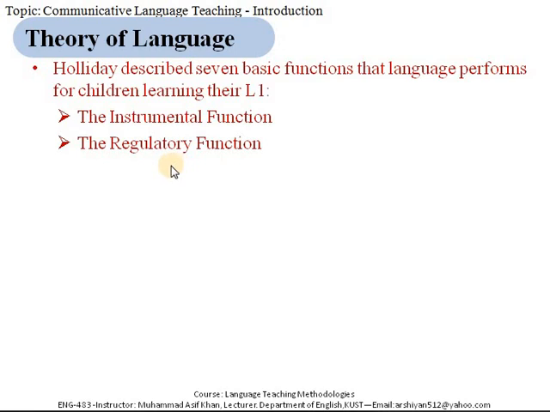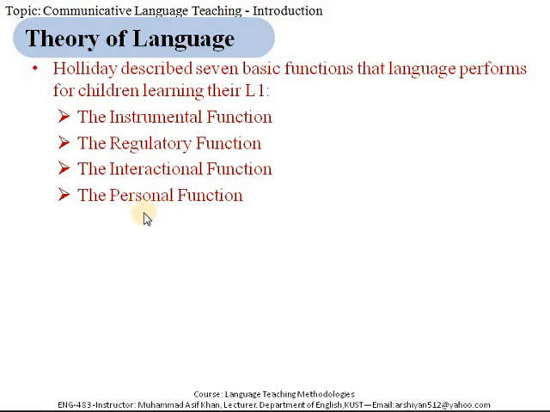The third function of language is the interactional function, and it is using language to create interaction with others. When we are interacting with others, it is basically the interactional function of language which we are using at that time. Then we have another function, and that is the personal function. When we use language to express our personal feelings and to express these feelings as meanings, then we are actually using the personal function of language.